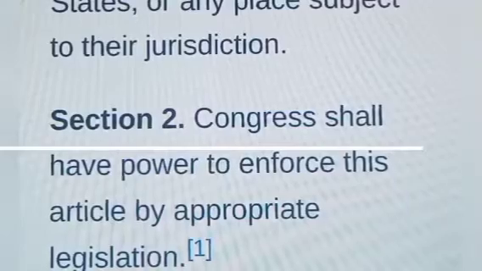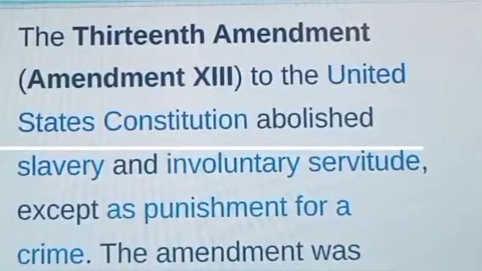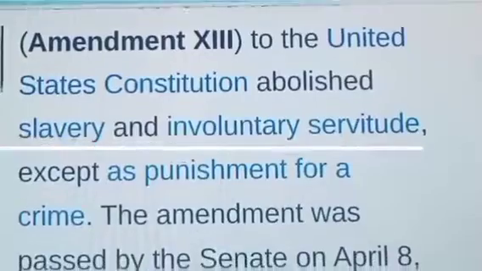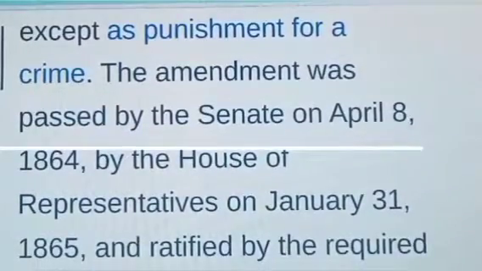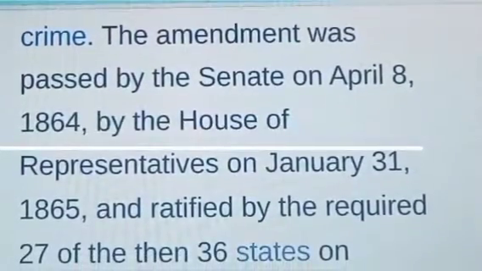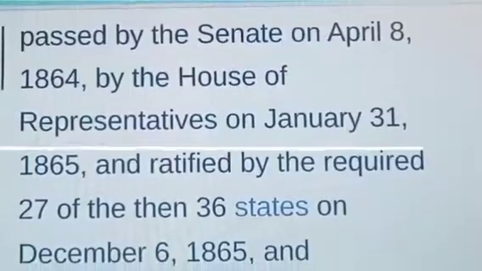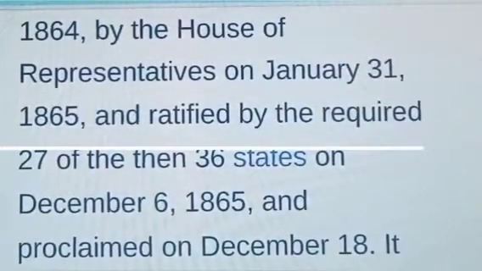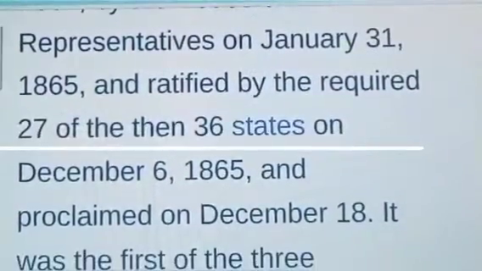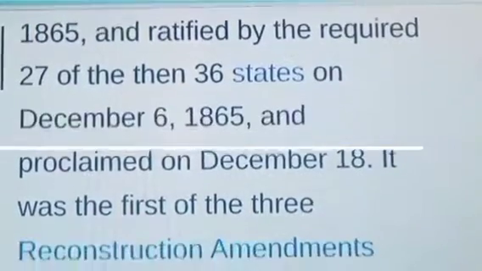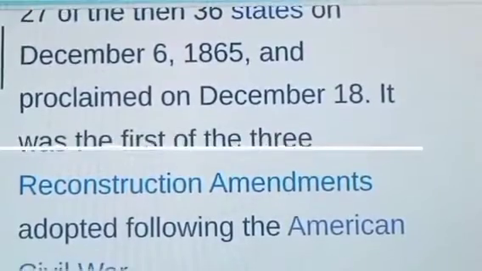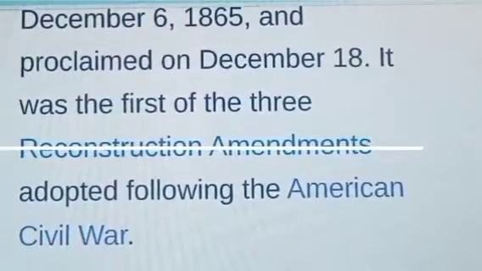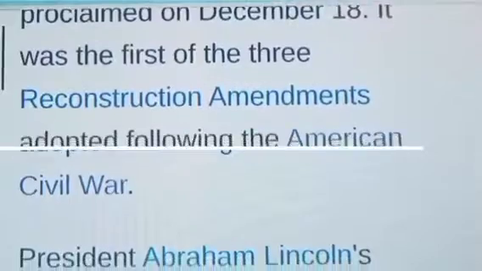The 13th Amendment to the United States Constitution abolishes slavery and involuntary servitude, except as punishment for a crime. The amendment was passed by the Senate on April 8, 1864, by the House of Representatives on January 31, 1865, and ratified by the required 27 of then 36 states on December 6, 1865, and proclaimed on December 18th. It was the first of the three Reconstruction amendments adopted following the American Civil War.